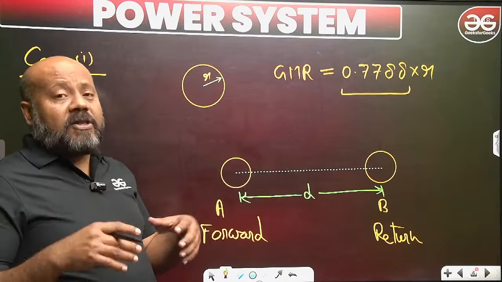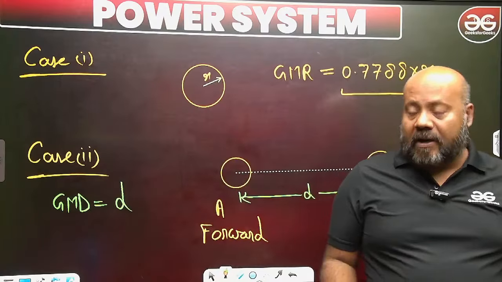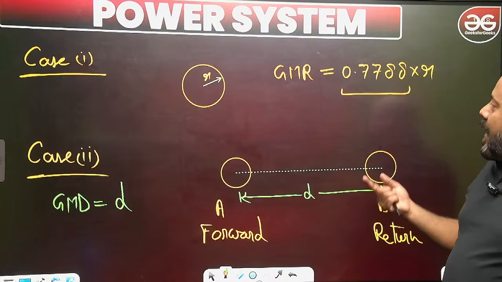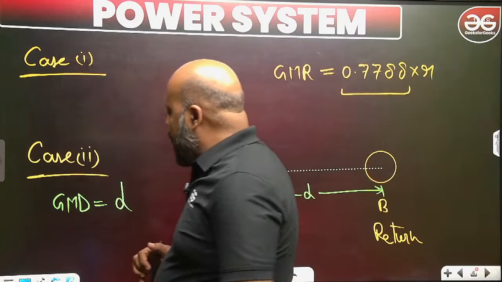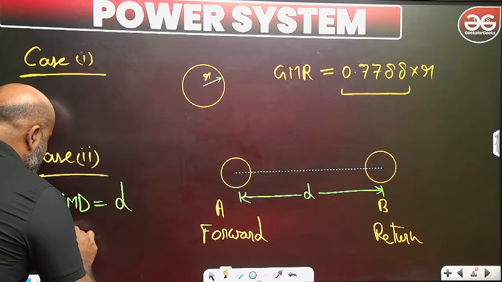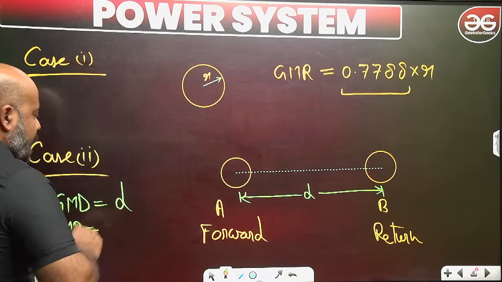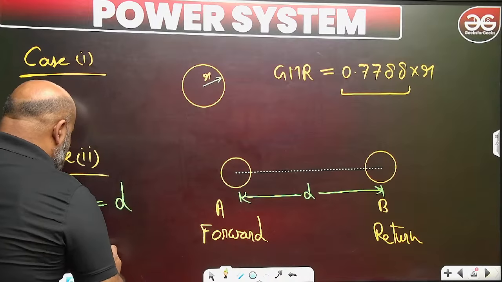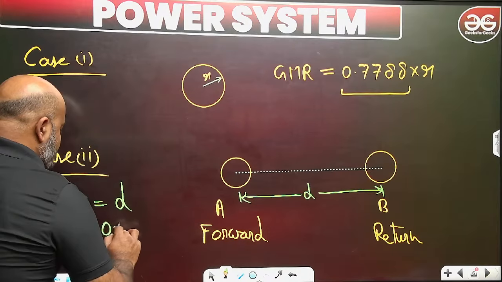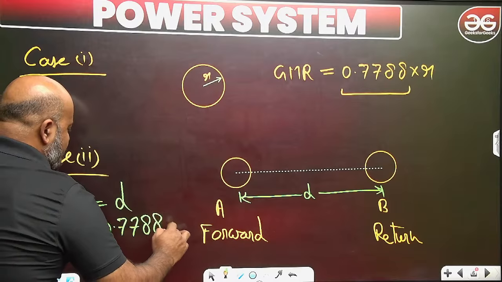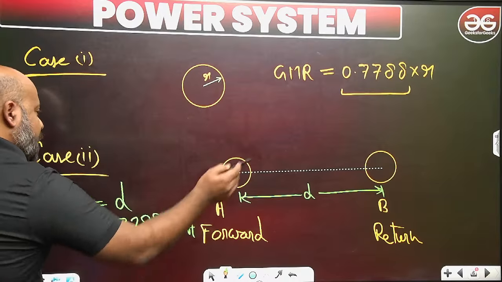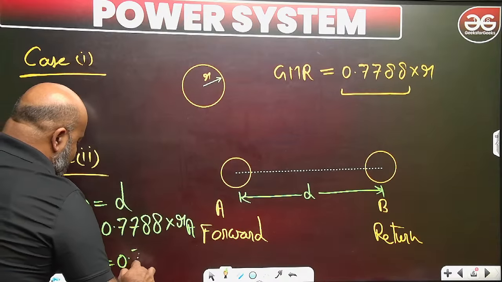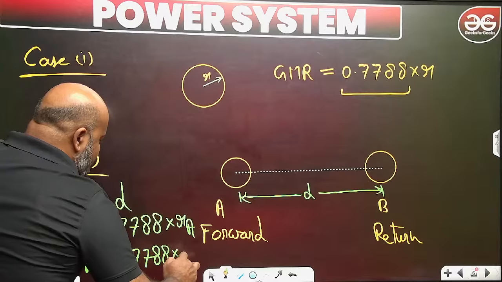Sir, do you have to calculate GMR for these conductors? Yes. If you have to calculate GMR, you have to calculate GMR separately for A and separately for B, and the procedure is the same. So if I am writing the GMR for A conductor, it is simply 0.7788 multiplied by its radius. If I am writing the GMR for B, it is simply going to be 0.7788 multiplied by its radius, r_B.